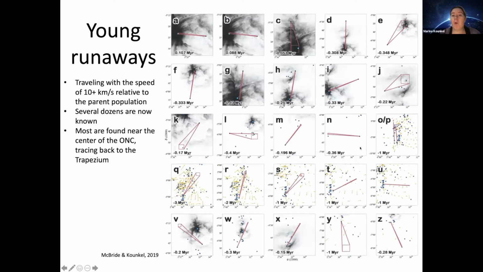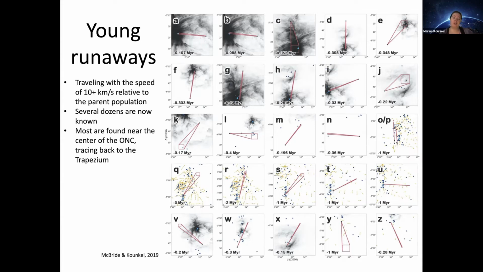And well, one way in which you could dynamically process a star is if you have a triple body interaction and if you were to inject one star from a cluster. And to date, several dozens of runaways have been identified near the ONC. Most of them trace back directly towards the cluster center. And for the most part, these runaways that have been identified in the past have been pretty fast moving, with speeds of over 10 kilometers per second, and some with speeds over 30 kilometers per second.